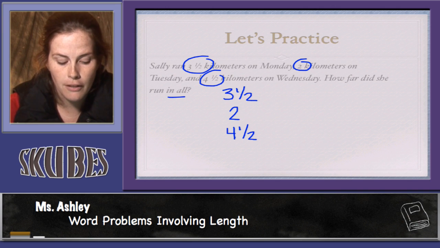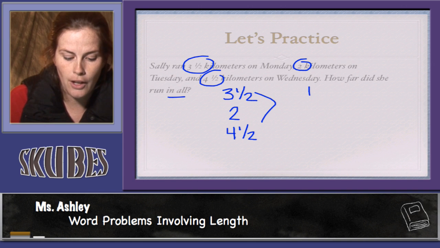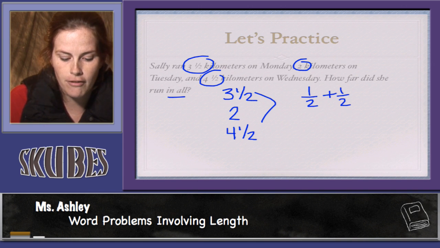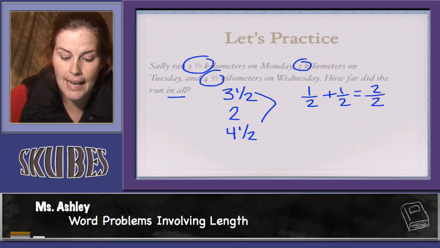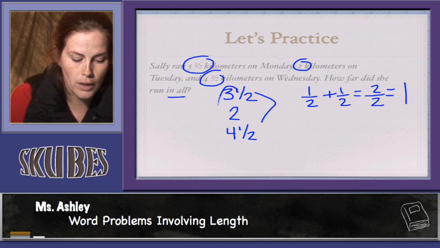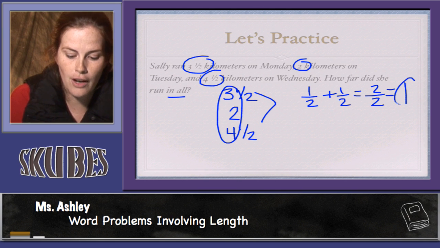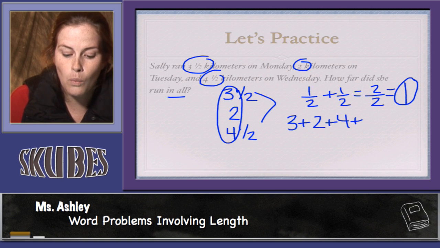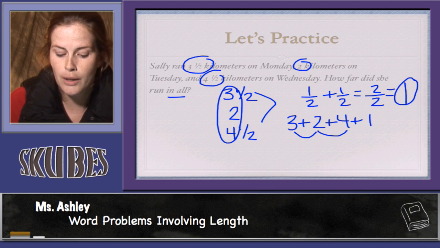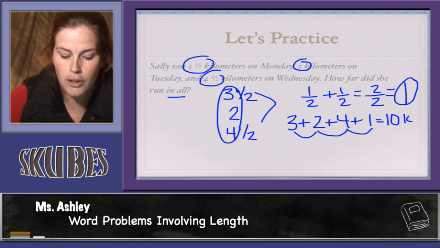Okay, what I'm going to do here first is add my fractions. So we know 1/2 plus 1/2. We add our numerators. 1 plus 1 equals 2. Our denominators stay the same. So 2 over 2 gives us 1 whole. So now I can add all of my whole numbers. And don't forget our other whole number we got from our fractions. So we'll do 3 plus 2 plus 4 plus our 1 from our 2/2. 3 plus 2 equals 5, plus 4 equals 9, plus 1 equals 10. So Sally ran 10 kilometers in all.